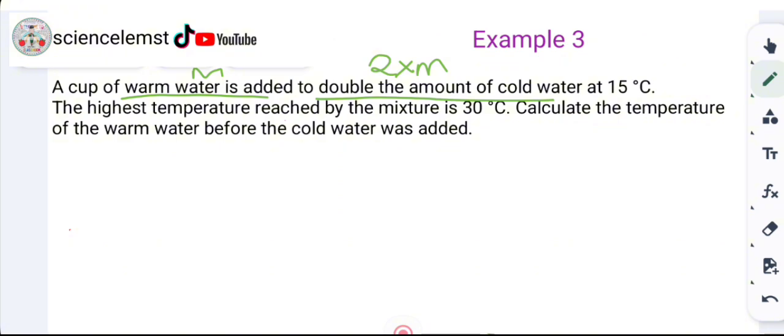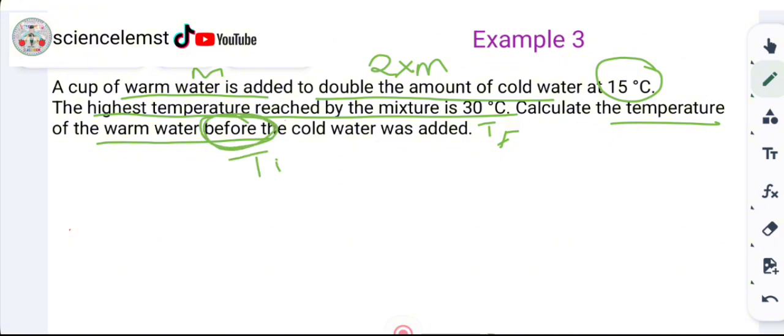At an initial temperature of what? Of 15 degrees. The highest temperature reached by the mixture is what? It's 30 degrees. Meaning T final. Calculate the temperature of the warm water before the cold water was added. So they want us to calculate the Ti. This is going to be interesting.